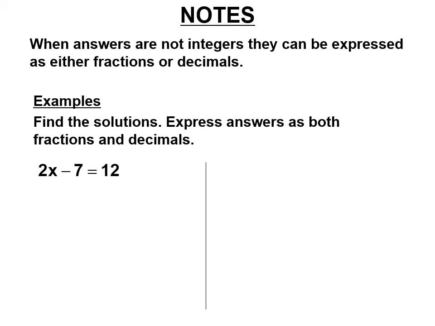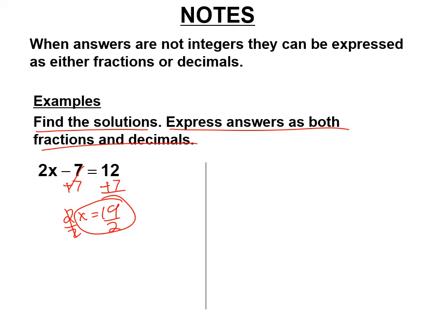All right. So it says find the solution, which means find the answer, and express your answer as both a fraction and a decimal. So let's do that. Add 7 to both sides. 2x equals 19. Divide by 2. 19/2 is a correct answer. It is. 18/2 is 9, so 19/2 is 9 and 1 extra half. And hopefully you've memorized that 1/2 is 0.5. It's also 9.5. That has all of those answers: fraction, mixed number, and decimal.